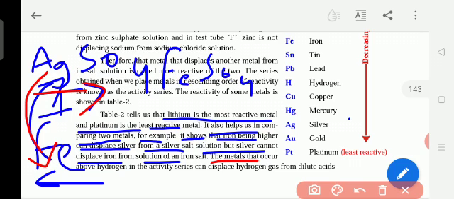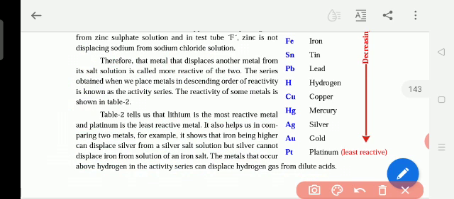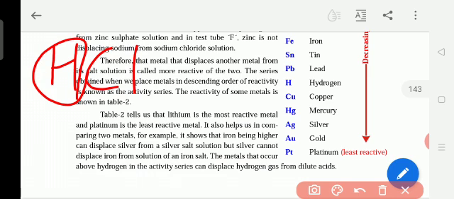The metals that occur above hydrogen in the activity series can displace hydrogen gas from dilute acids. If you know, acids always have hydrogen present. Hydrochloric acid, so hydrogen is here. So the elements that are above hydrogen in the series can displace the hydrogen in the acids. Why can they displace the hydrogen in the acids? Because hydrogen is the less reactive.